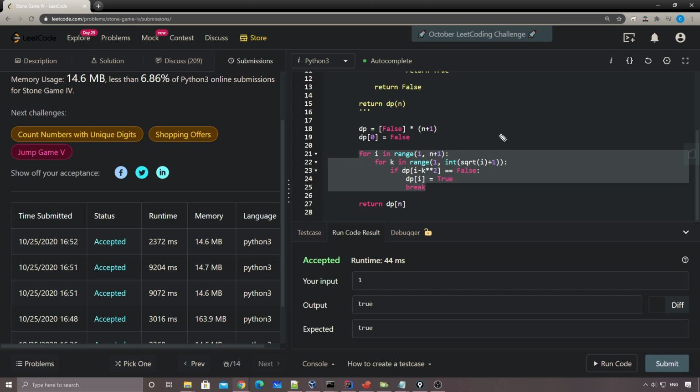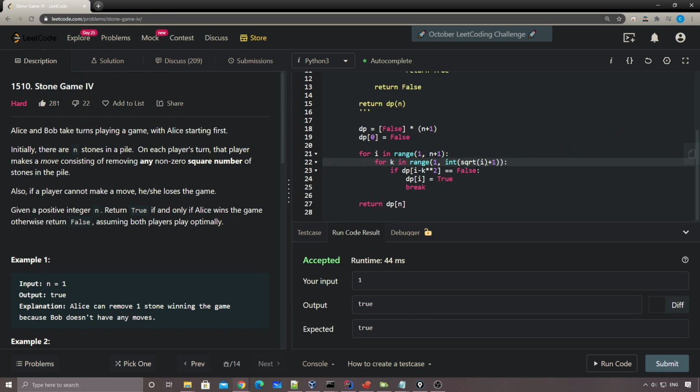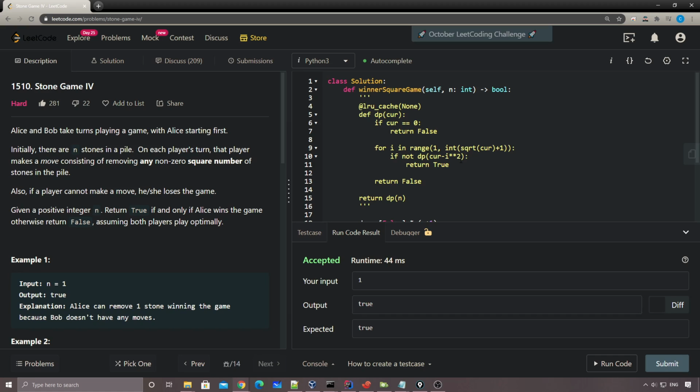So as you can see, this is much clearer. The time complexity we have here is n times square root of n. Cool. I think that's it for this problem. It's a pretty straightforward problem.